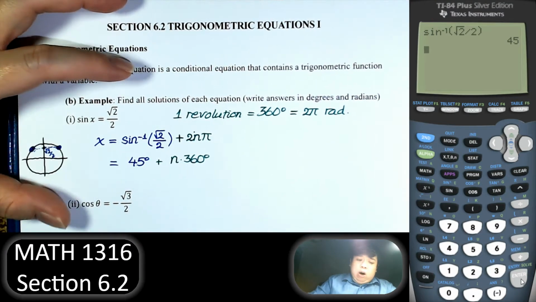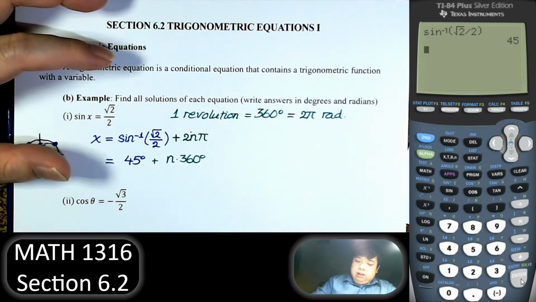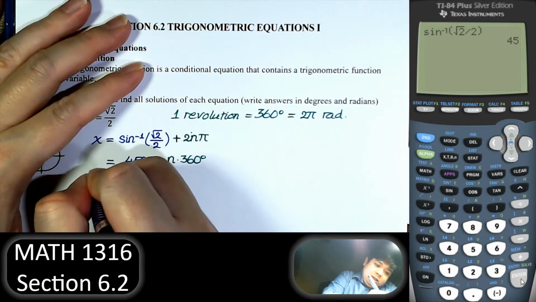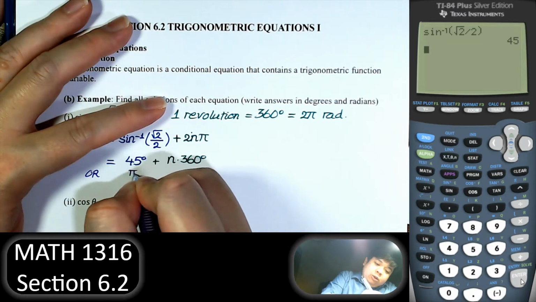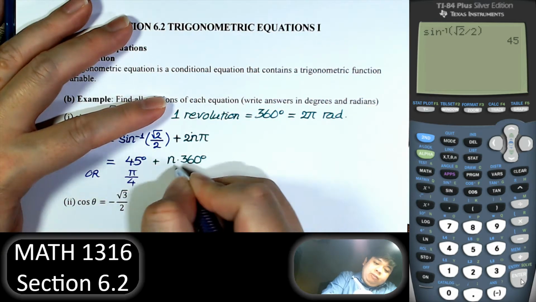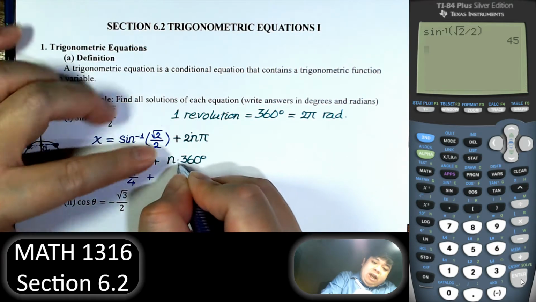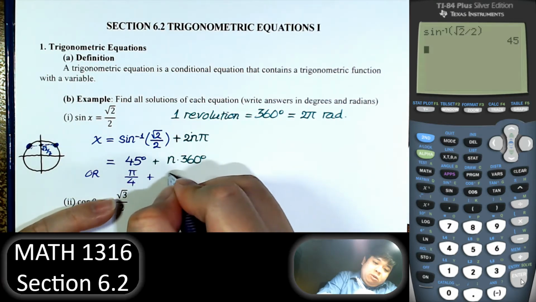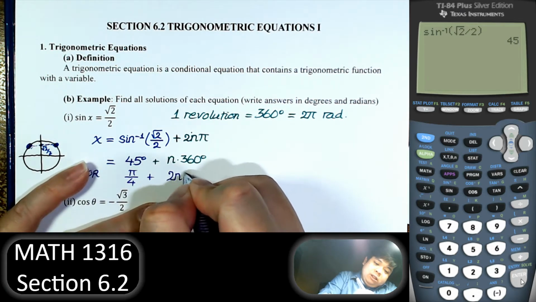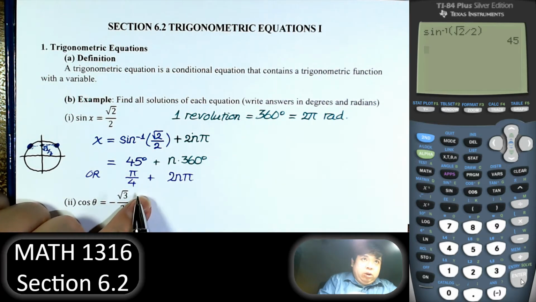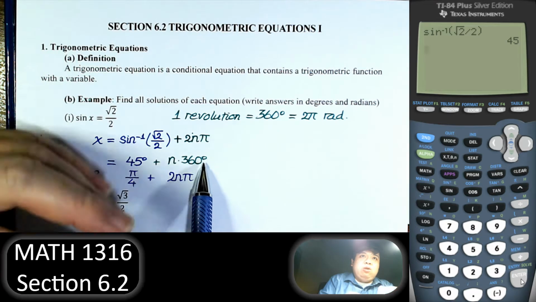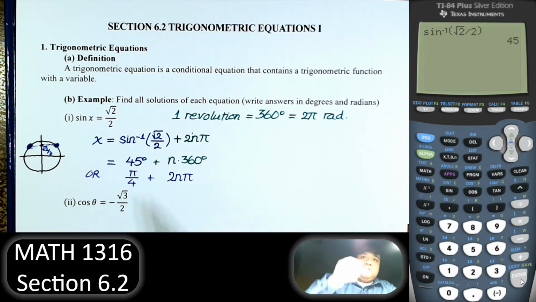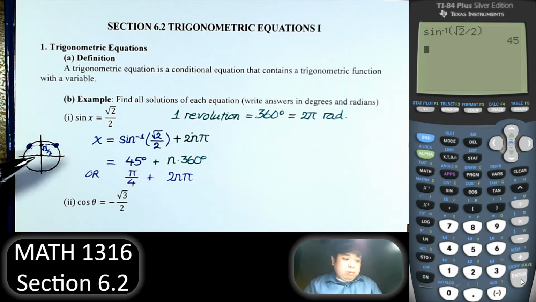Or if we write in radians, 45 degrees will be pi over 4. And then of course, instead of plus n times 360, we get plus 2n pi. So if it is in radians, we add 2n pi. If it is in degrees, plus n times 360. That is for sine and cosine, because that gives us a coterminal angle. So that gives us the solution there.